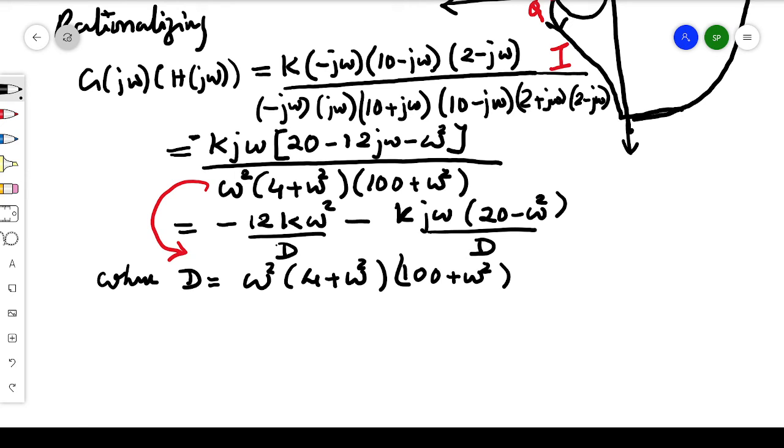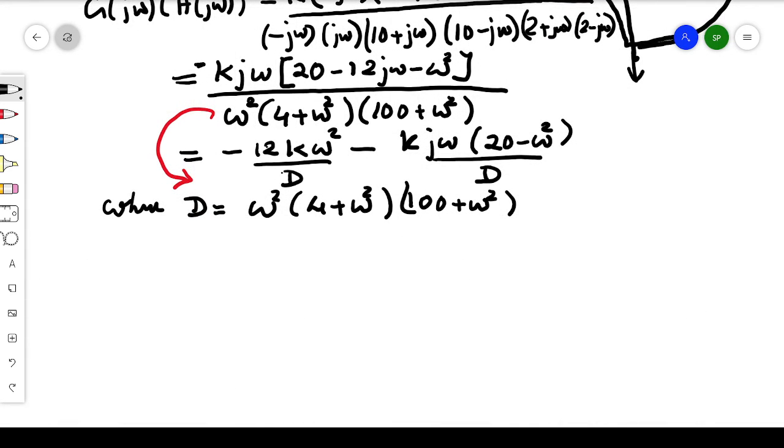Now what we have to do? We have to equate the imaginary part to 0. Here, what is our imaginary part? The imaginary part is this, K ω into (20 minus ω square). So we are equating the imaginary part to 0.